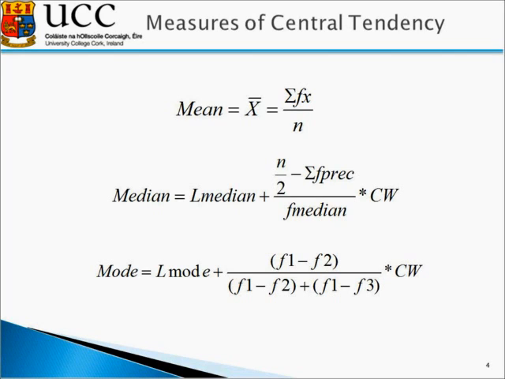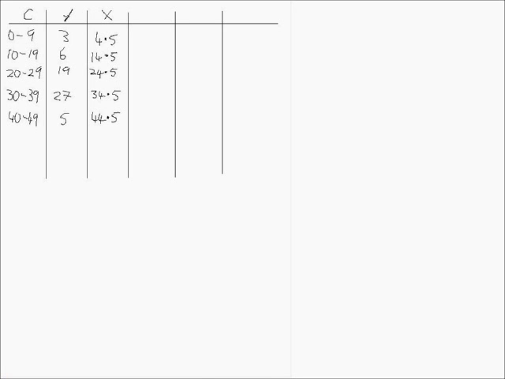So the first thing we're going to start with is calculating the mean. In order to calculate the mean, we require two components. We require the sum of f times x and also n, which is the number of observations. To calculate these, we will write out our data as such. We will then compute the first value we require, which is the sum of f times x. In this instance, we take each f value, so for instance 3, 6, 19, 27, and 5, and multiply by the midpoint, so each x value, 4.5, 14.5, 24.5, 34.5, and 44.5.